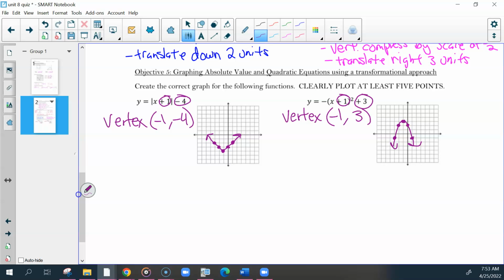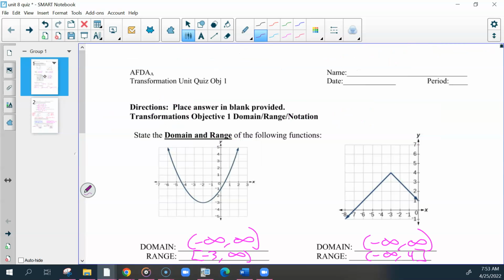So tomorrow, you'll be taking your 8.1 and 8.5. So that'll be this and the domain and range notation. So make sure you are practicing at least those 2, and then make sure you practice the other stuff too, because we'll take 8.1, 8.5 tomorrow, and then 8.2 through 4 Wednesday.